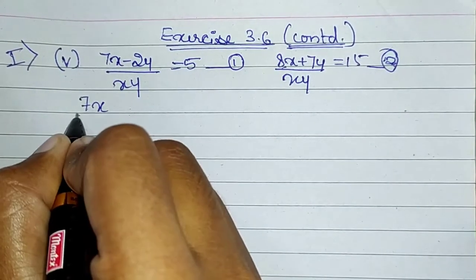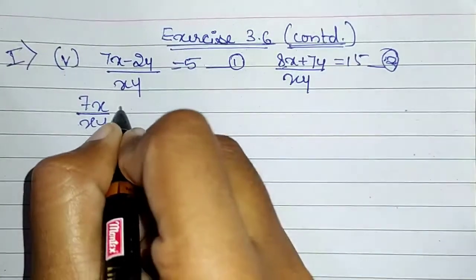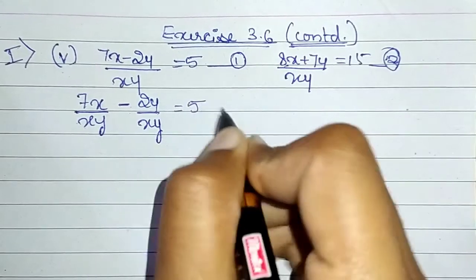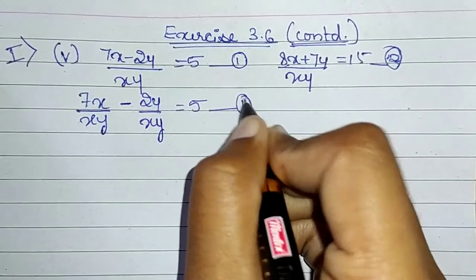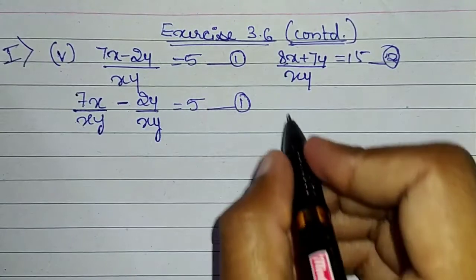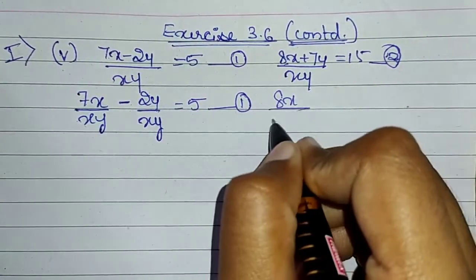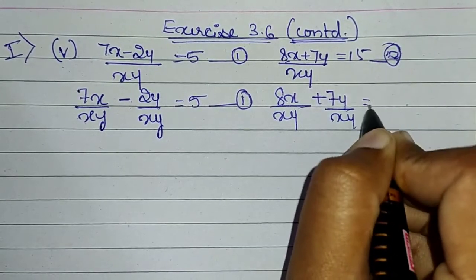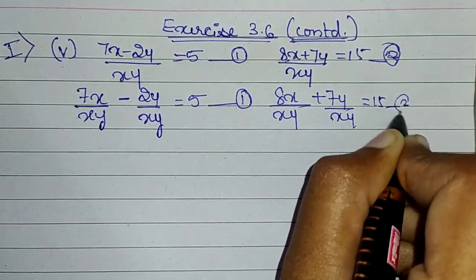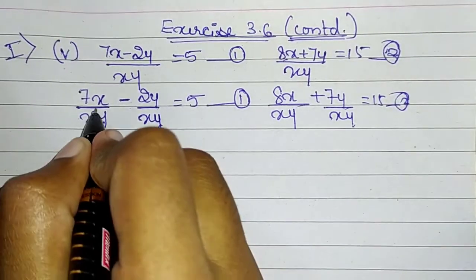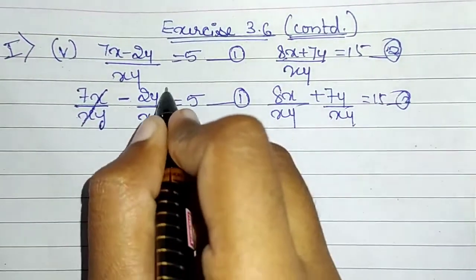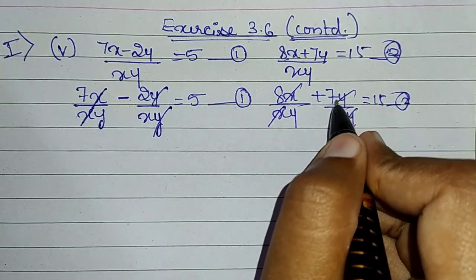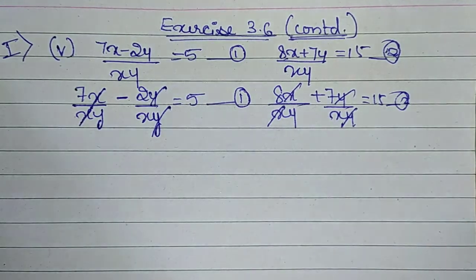So the first equation becomes 7x by xy minus 2y by xy is equal to 5. This is the first equation. The same thing, we are just splitting it and writing it. So 8x by xy plus 7y by xy is equal to 15, equation 2. So see here, x cancels each other, y cancels each other. The same thing, x cancels each other, y cancels each other. They are cancelling each other because they have been multiplied.